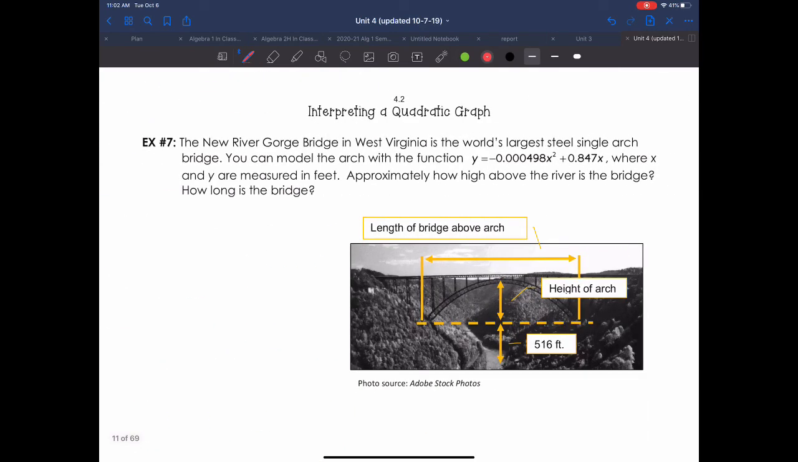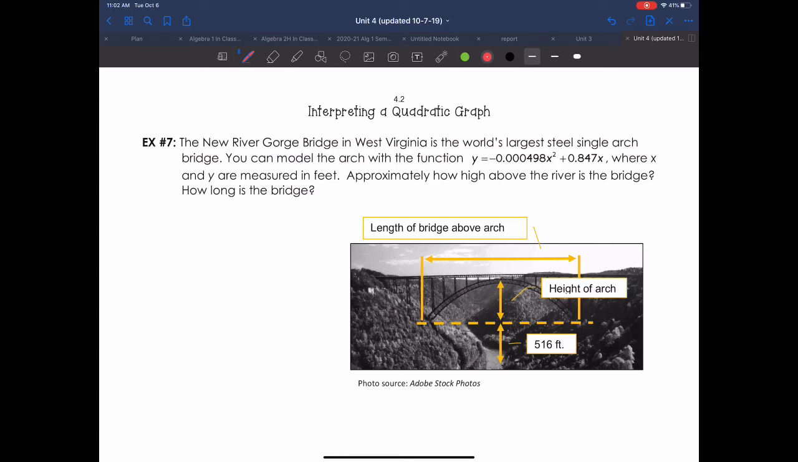The last page is just an interpretation of a quadratic graph yet again. The New River Gorge Bridge in West Virginia is the world's largest steel single arc bridge. You can model the arc using the function y equals, ooh, that ugly decimal, where x and y are measured in feet. Approximately how high above the river is the bridge? How long is the bridge?